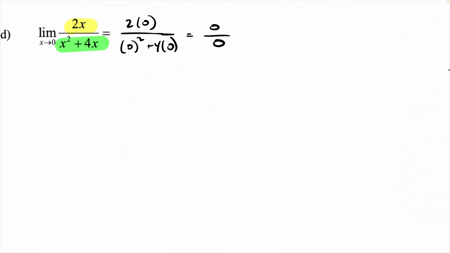So 2x. Let me rewrite the problem. 2x is a monomial. Can I break down 2? When I say break down, I mean factor tree, right? What's the only way to make 2? 2 by 1, right? That's the only way to make 2. So in other words, it's already factored. Okay? So it's just 2 times x.